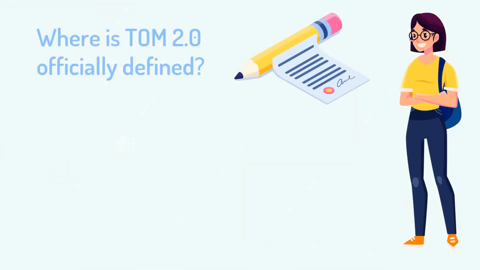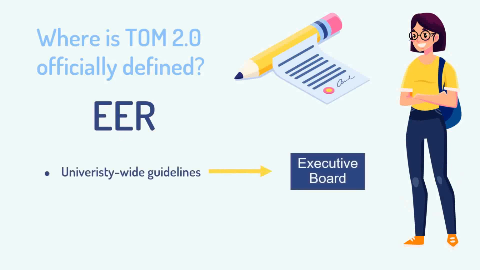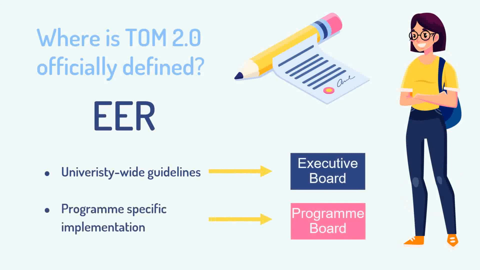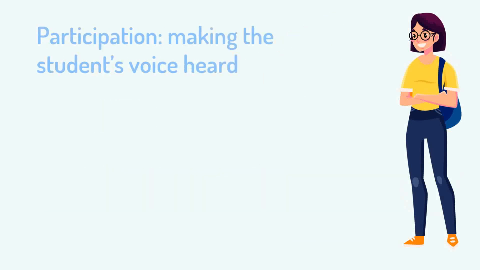As mentioned before, the TOM 2.0 models are officially defined in the EER. The university-wide guidelines are set by the Executive Board of the UT. The specific implementation of the TOM 2.0 models in the modules of your program is determined by your program board. However, the Executive and Program Boards cannot straightforwardly implement it. They need to have approval of the participation bodies. In these bodies are students representing you to make sure the student's perspective on policy is not forgotten.